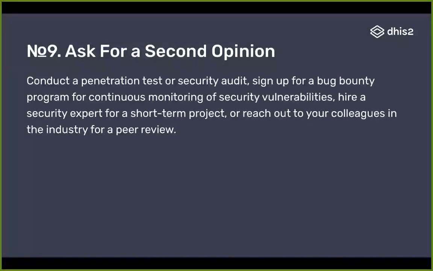Number nine is ask for a second opinion. Sometimes it is a requirement, as we also discussed, so penetration testing, external penetration testing. But security is a non-trivial domain, and we always recommend to talk to peers, to colleagues, to network, ask us as well. If you have any security-related questions, you can just write to security@dhs2.org, and whatever is related to the security of the DHIS2 or implementation support, we will probably be capable of answering within a reasonable timeline.